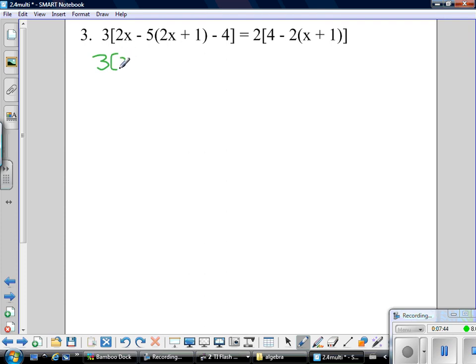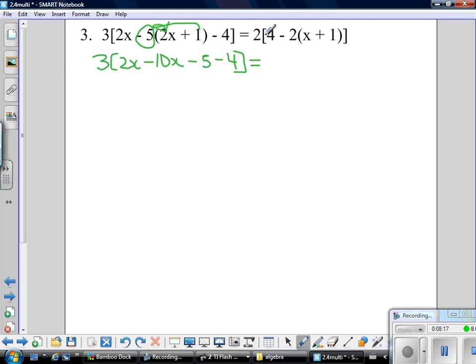So 2x, and then I have this negative 5 multiplying everything in that rounded bracket. So I have a negative 10x. Then I have negative 5 times the positive 1, so I have a negative 5. And that rounded bracket's done now, and then I have a minus 4. Okay, so that side is done, all I can do.